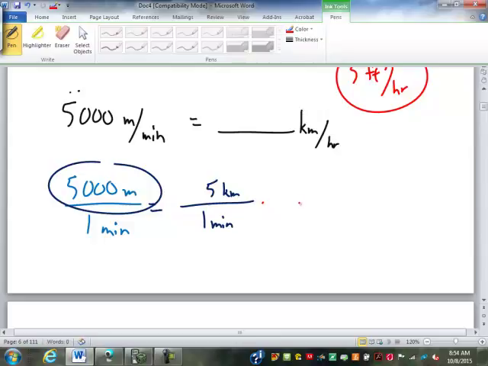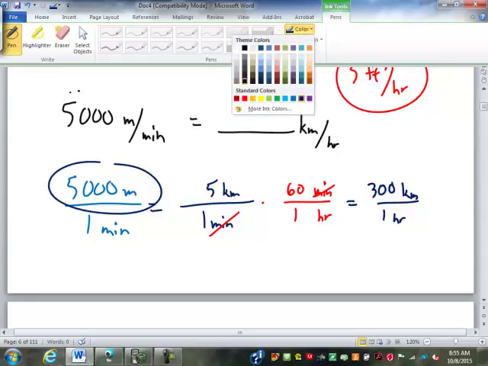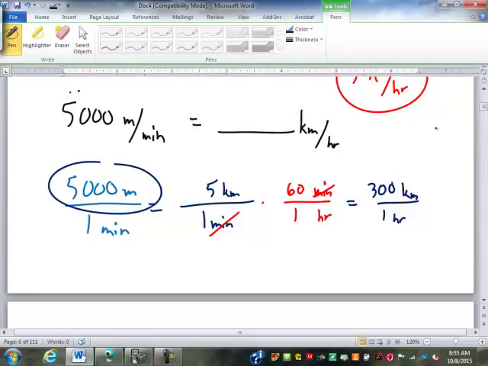Now I still have to get rid of the minutes. So I'm going to put minutes and I'm converting to hours. So 1 hour is 60 minutes, so the minutes are gone. So 5 times 60 is 300 kilometers per hour. 300 kilometers per hour is about 180 miles per hour. Moving right along. Hopefully you're in an airplane.